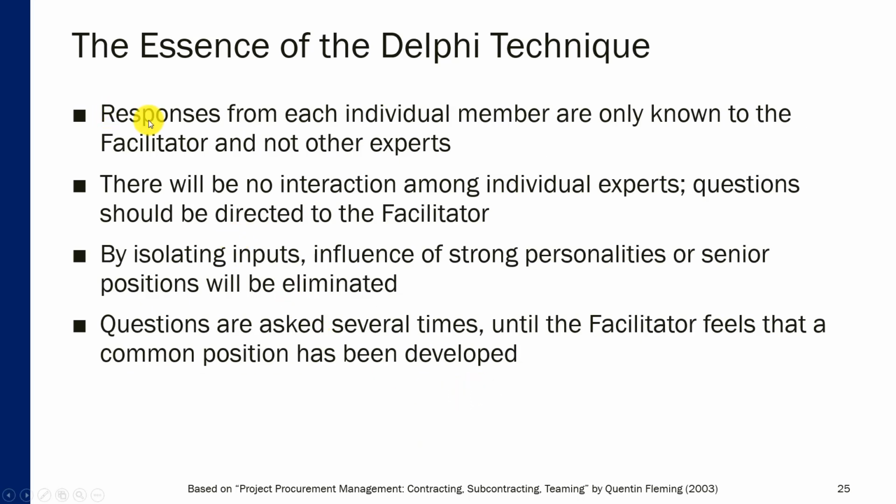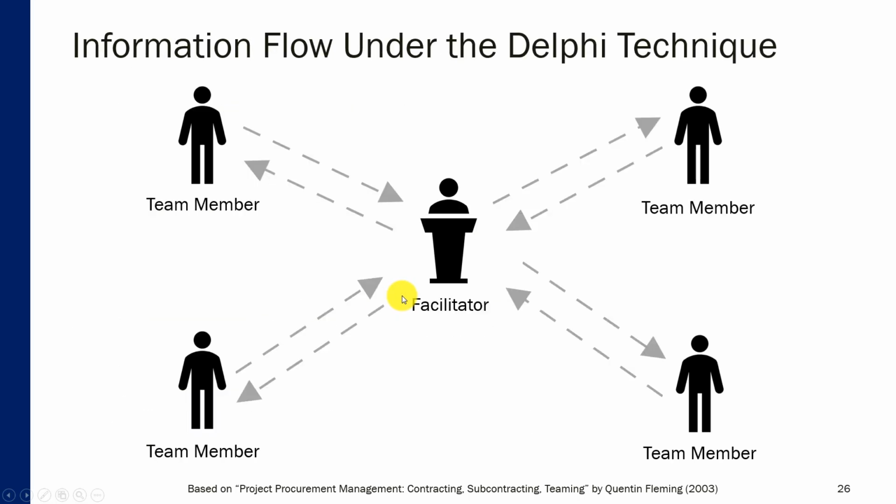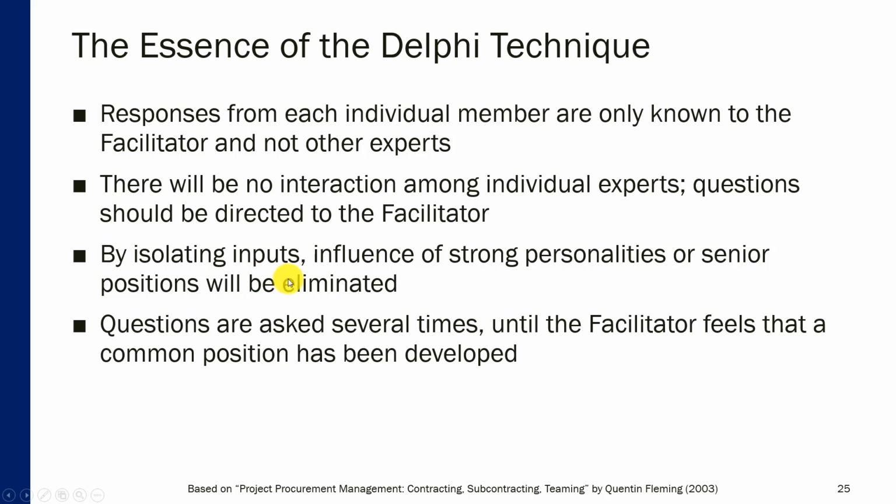Then during the actual session, responses from each individual member are solicited anonymously, so individual members' responses are only known to the facilitator and not other team members or experts. So there will be no interaction among individual experts. Questions should be directed to the facilitator. It is believed that by isolating inputs, influence of strong personalities or senior positions will be eliminated. So this is, I guess, the advantage or improvement of the Delphi technique over the brainstorming.